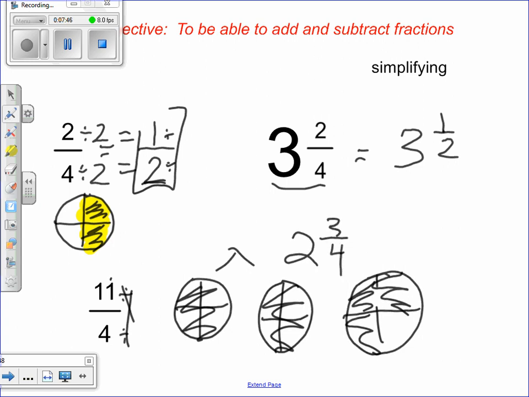So again, 11/4 is not different than 2 3/4, except that it looks different. It means the same amount of cheesecake. 11/4 is the improper fraction. 2 3/4 is its related mixed number.